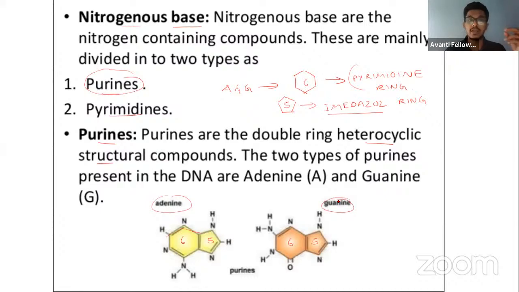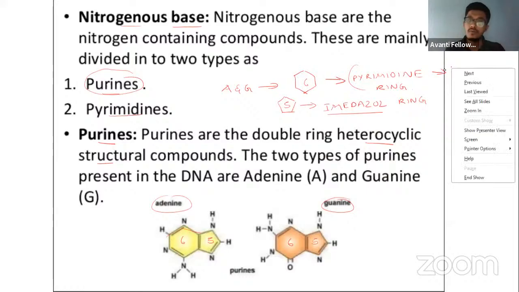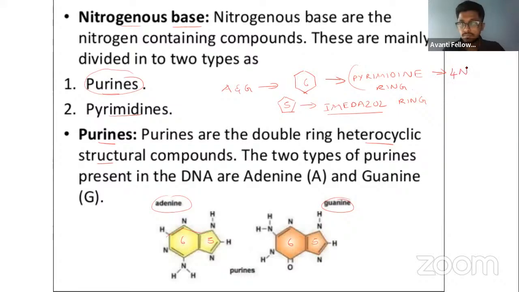So what are purines? They are heterocyclic compounds. So you should tell that it is hetero. Hetero means different, right? So two different types of cycles are there. One is six atom, the other one is five atom. So what is the composition of these rings? If you look at a pyrimidine ring, you can see that it is made up of four nitrogen and two carbon. Here, the imidazole ring is made up of three nitrogen and two carbon. So this is the composition of these rings.